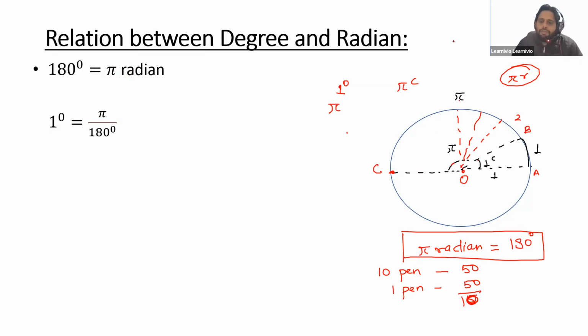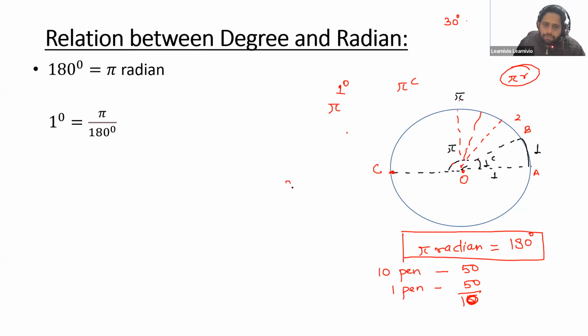Okay. So we will use this relation. Now, for example, if they ask you to convert 30 degrees into radian, then how will you do it? I will write here.